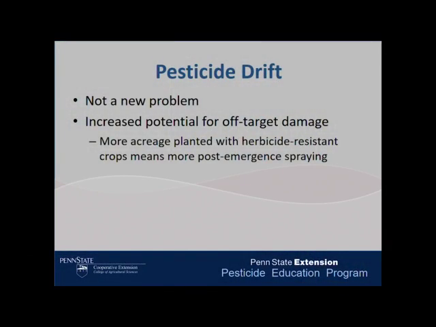It's not a new problem. We've had pesticide drift ever since day one, but there certainly is a lot more potential for drift now. We have more acreage that's planted with herbicide-resistant crops, and that means more post-emergent applications. We're talking Roundup-ready corn, Roundup-ready soybeans, lots of herbicides that are post-emergent, so when we see drift with these products, we see damage.